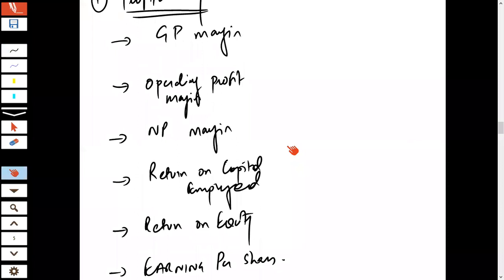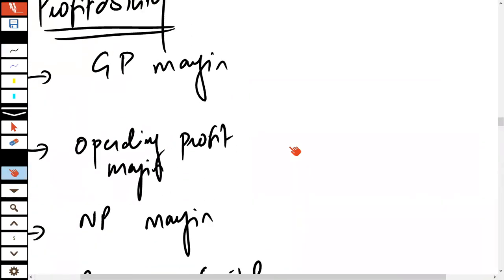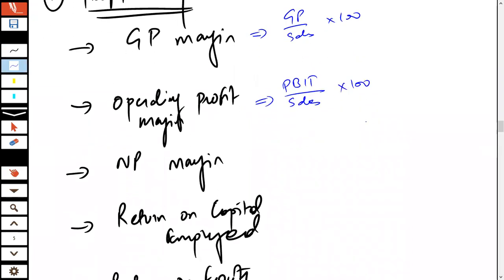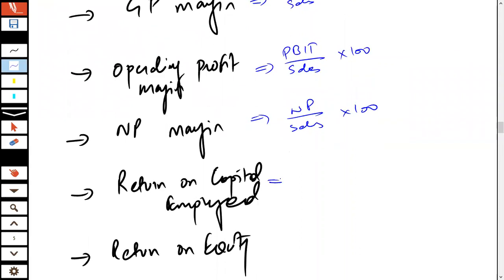So we have got these formulas for these ratios. When we have the gross profit margin, it's simply the GP upon the sales into 100. The operating profit actually means PBIT, the profit before interest and tax. You divide it by sales, you multiply by 100. The net profit margin is your NP upon the sales into 100. The return on capital employed is your PBIT upon the capital employed multiplied by 100.